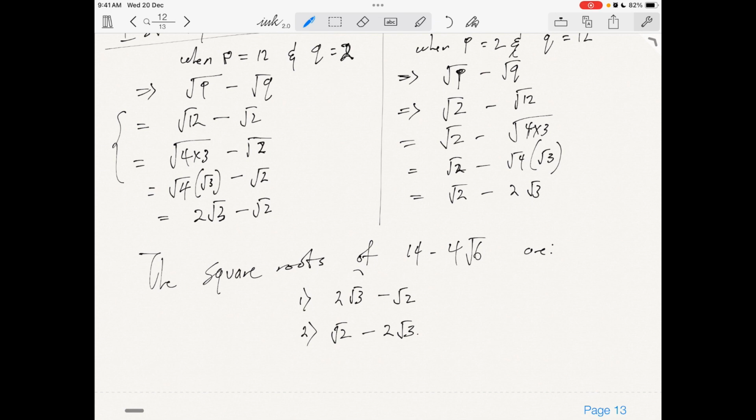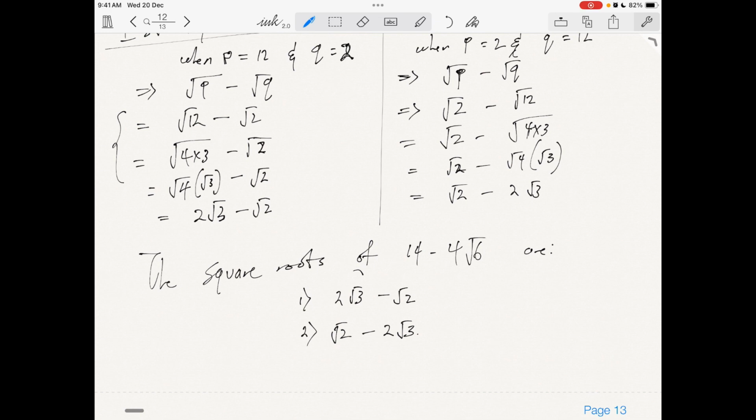Okay, so then we take the square of the assumed square roots, and equate it to the question we're given, right? And then we generate two equations from there. So with those two equations, we solve them. And when we solve them, we will arrive at two answers.